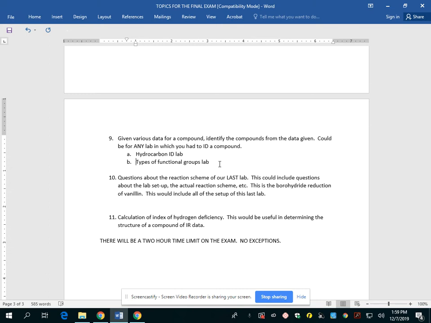The borohydride reduction lab: just lab setup, the reaction scheme a little bit. We had some issues with that one, so when you get the quizzes back, make sure you look them over.